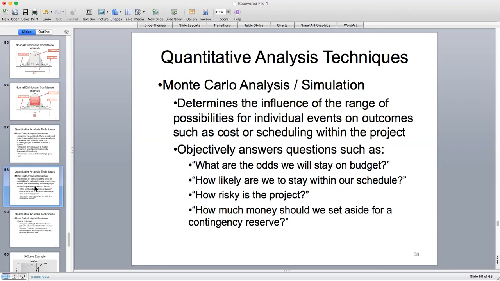Okay, so questions that you can ask using simulation are, what are the odds that we'll stay in budget? Okay, so we have our baseline budget. What's the average? What's the odds that we're going to stay on that budget? How likely are we to stay within our schedule? How risky is the project? How much money should we set aside for a contingency reserve?